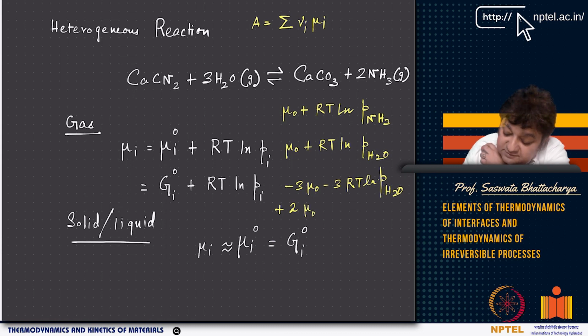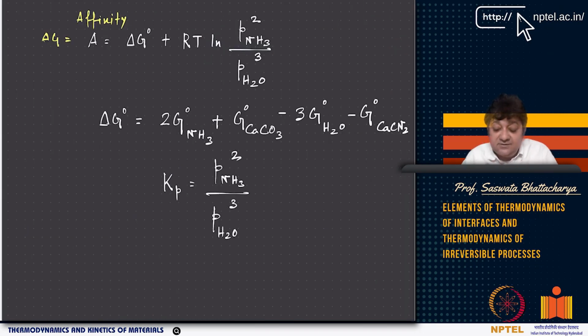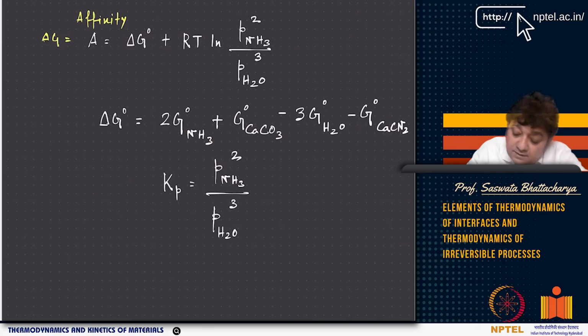2 mu 0 for NH3. So this is mu 0 water and this is mu 0 NH3, plus 2 RT ln PNH3. So that's why you get in the numerator PNH3 squared, and the denominator you get PH2O cubed, and you have delta G0. Now delta G0 is basically 2 G0 of NH3 plus G0 CaCl3 minus 3 G0 H2O minus G0 CaCN2, right?